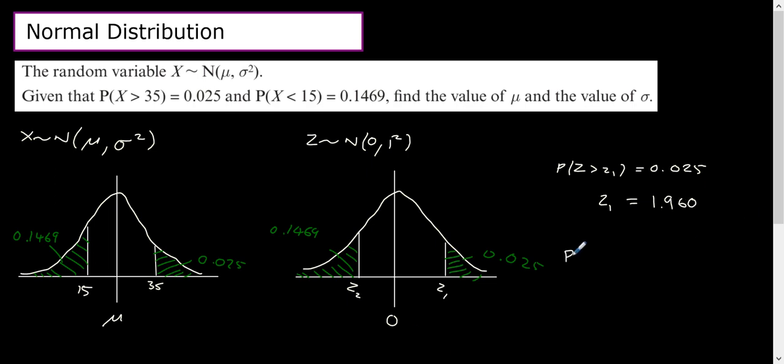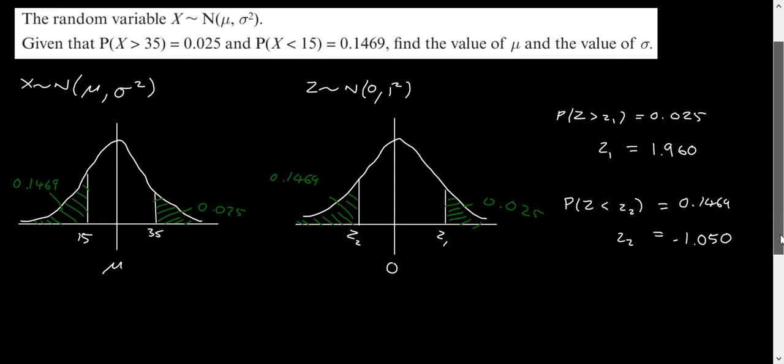Okay. We also know that the probability that Z is less than Z2 over here is 0.1469, and so Z2 using the inverse normal comes out as minus 1.05. Okay, so that's our Z1 and our Z2. Z2 is negative because it's below 0. So all we do now is substitute in. We've got our conversion formula. Z is x minus mu over sigma.